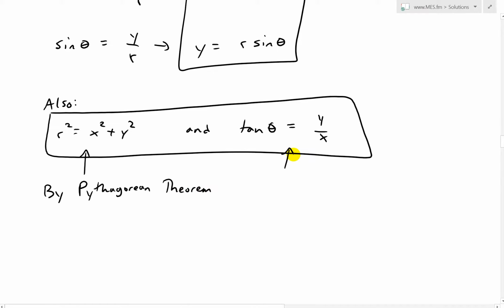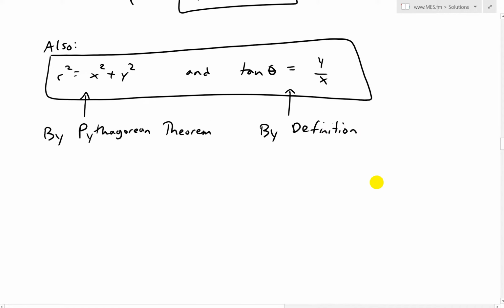And then this is actually by definition. This is a more general definition of a tan function as opposed to using opposite over adjacent. Even for cosine, I'll explain that further. This is by definition, so this is just relating the rectangular with the polar.